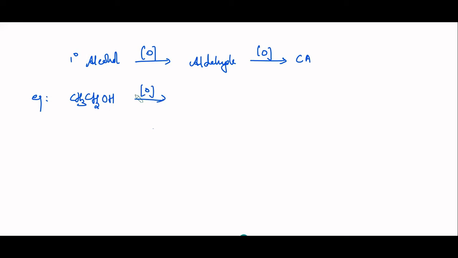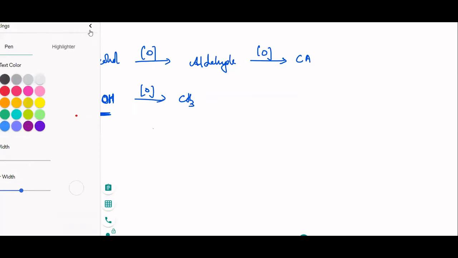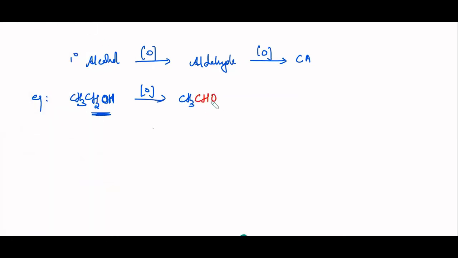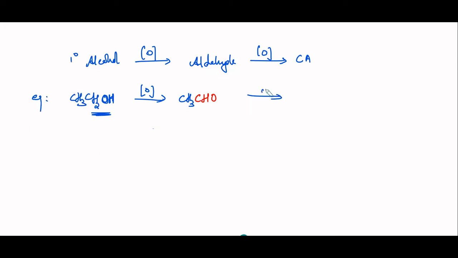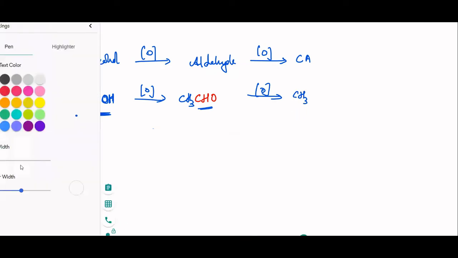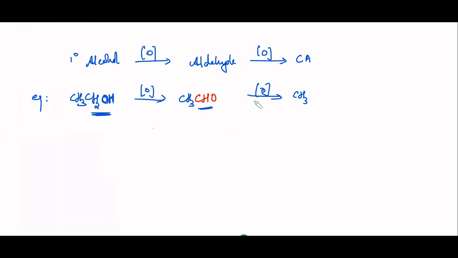Oxidation means addition of oxygen, removal of hydrogen. So this OH functional group gets converted to an aldehyde. So this portion you can replace with CHO. That portion becomes CHO. Further, if you're oxidizing it, this aldehyde gets converted to carboxylic acid. So how can I write it? CH3 remains the same, there's no change, but only the CHO changes to COOH. This is the oxidation conversion.